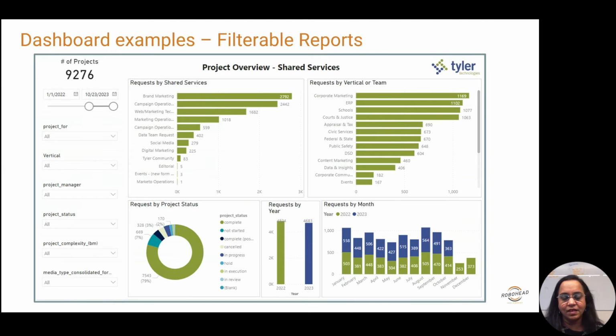This here is an example of a report that can be filtered on various attributes available within your instance. In our case, our shared services work groups use this information to report on their projects within their work group or by the team members or project status, just to name a few.